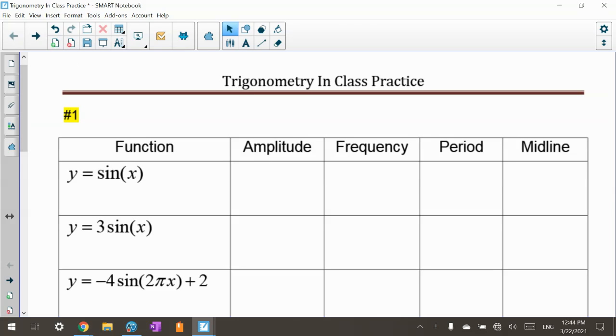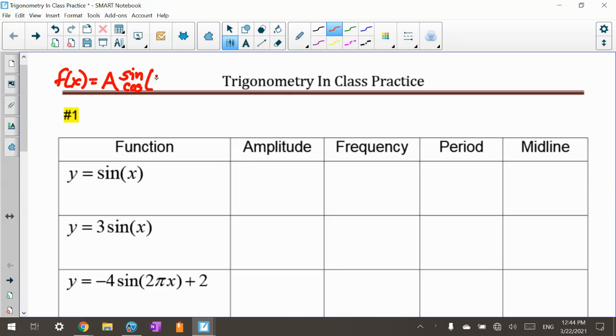I want you to remember that when you have an equation, usually how it's set up is you're going to have f of x or y equals, you're going to have your amplitude first, then sine or cosine, and then your frequency times your angle, in this case x, plus your midline. The one thing that's not in here is your period. You need a graph in order to find the period. So amplitude comes first, the frequency comes next, and the midline's last. Sometimes I'll put the midline up front, and I'll tell you that in a minute.